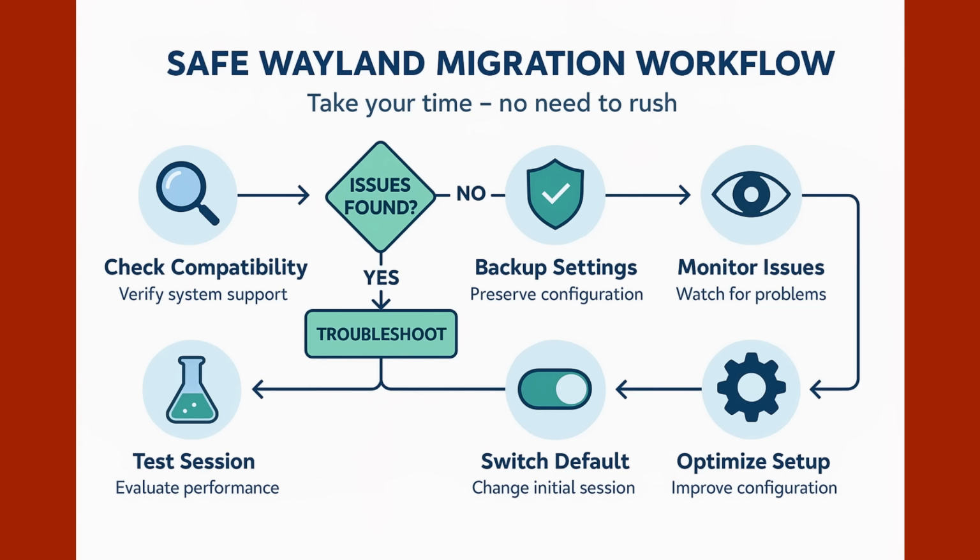Next, application audit. Make a list of your critical applications, the ones you absolutely cannot live without. We're going to test these specifically on Wayland before making any permanent changes. For each critical application, we'll check 3 things. Does it start properly? Does it function correctly? Does it perform well? Don't assume anything. Test everything that matters to your workflow.